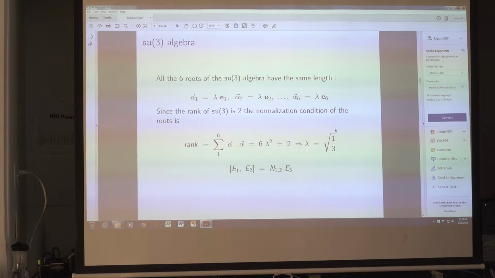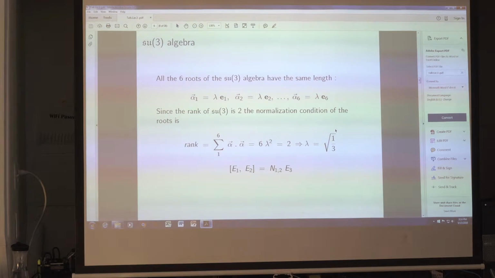So many authors like to normalize the length of those vectors by this condition that the rank of your Lie algebra, in this case, the rank of my Lie algebra is 2. Each generator is scaled by a factor of lambda. So you have 6 of them. They all have the same length. So essentially, this normalization factor is the square root of 1/3. It's just a convention that people use.